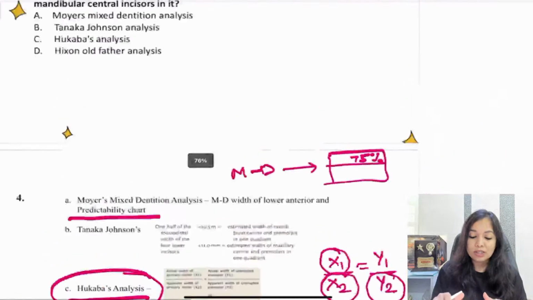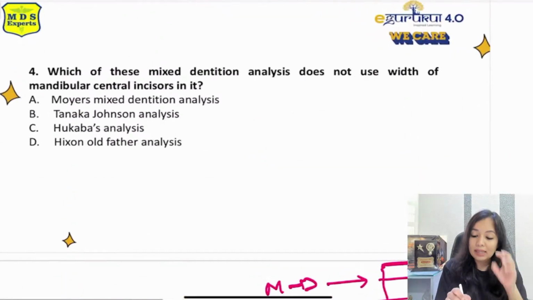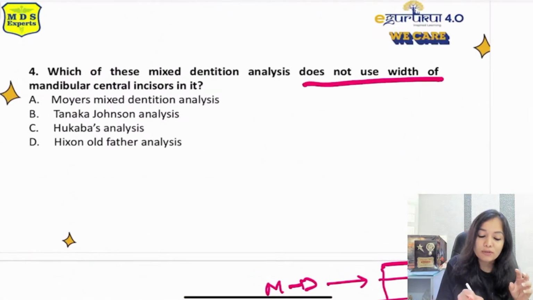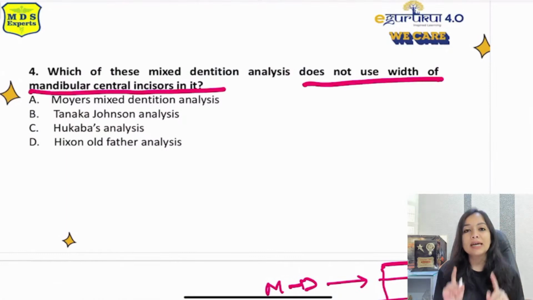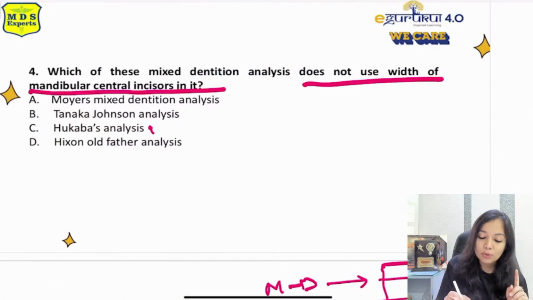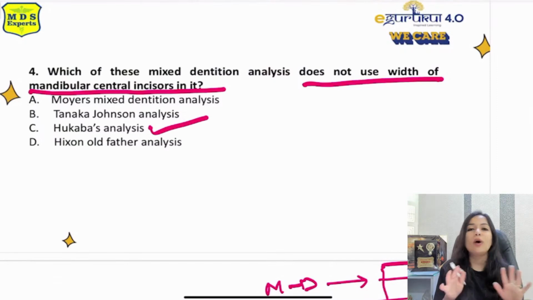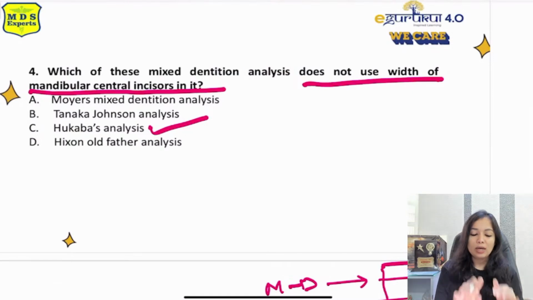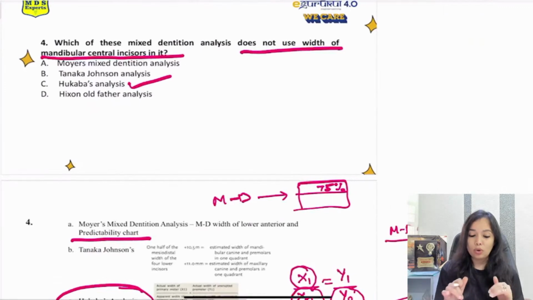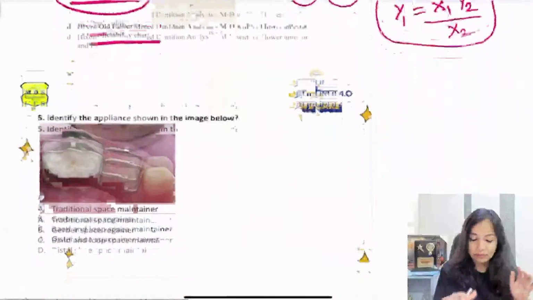So what question have they asked? They've asked, amongst these, which does not use the width of the mandibular central incisors? So who does not use? Hookabah's analysis does not require your mandibular central incisors. It just requires the patient's cast and a radiograph. So the answer here is C, Hookabah's analysis. I hope you're clear with all the 4 analyses.